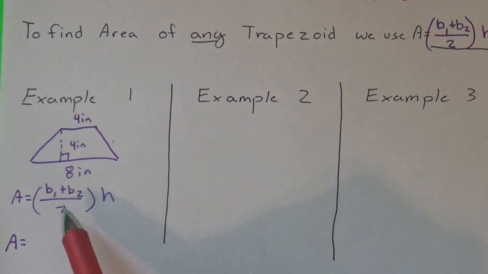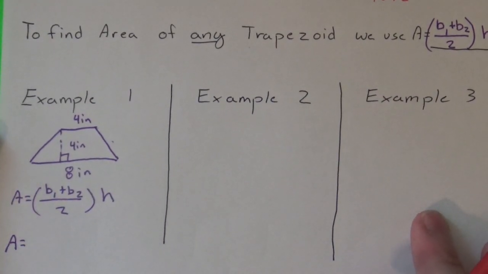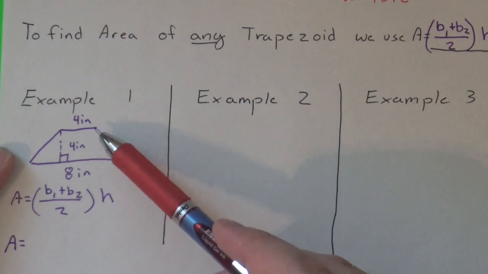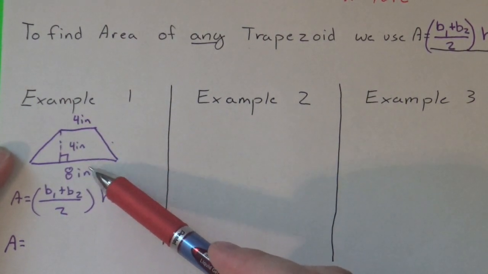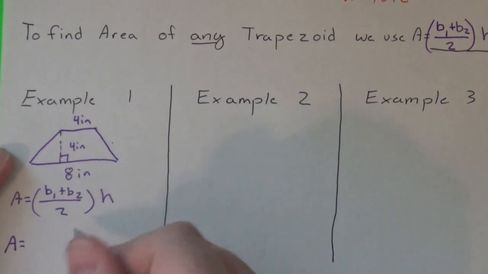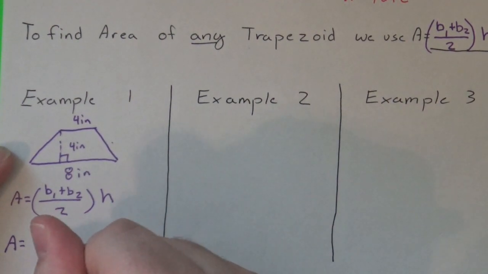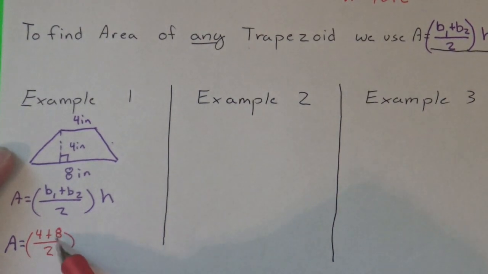All right, so base 1 and base 2, what are those? Well, think back to the very first page of notes. I told you that a trapezoid only has 1 pair of opposite sides that are parallel. Well, those are the bases. My pair of opposite sides in this case happen to be this 4-inch and this 8-inch. Those are my 2 bases. So my base 1 is 4. Base 2 can be 8. All of this is divided by 2. All right. Now, does it really matter where the 4 and 8 go?